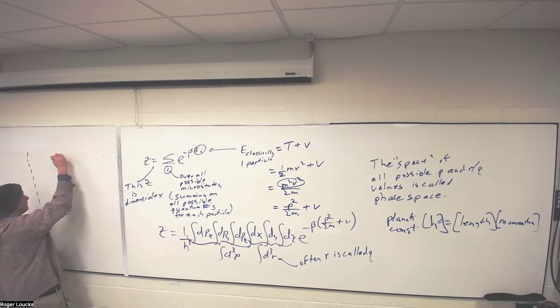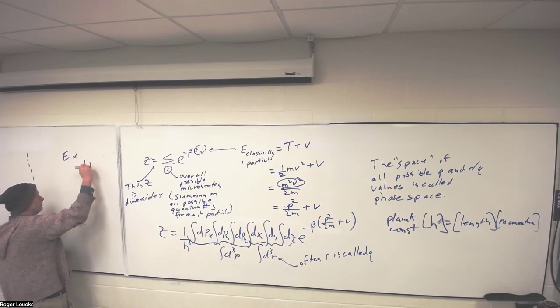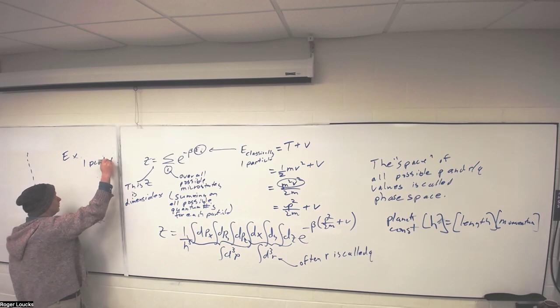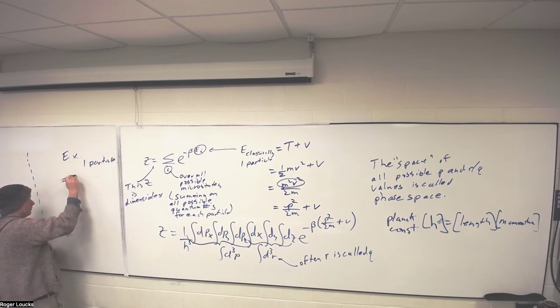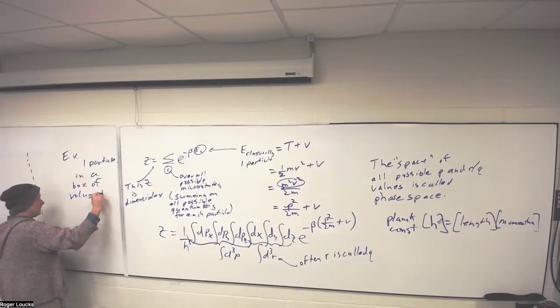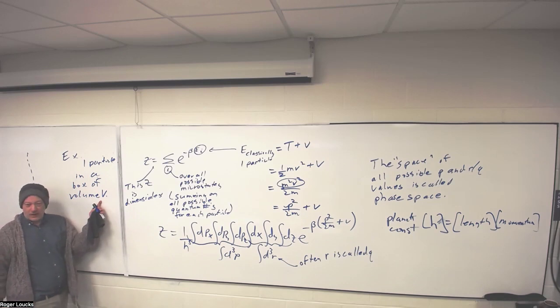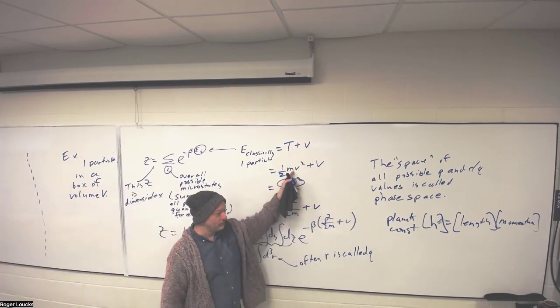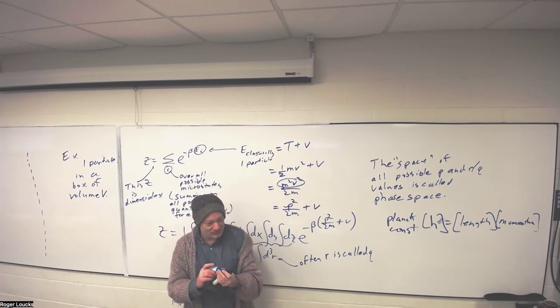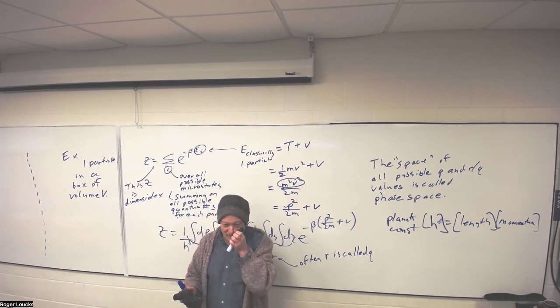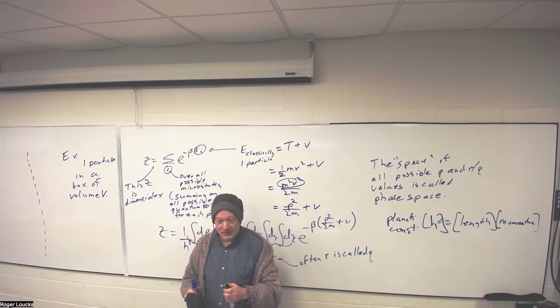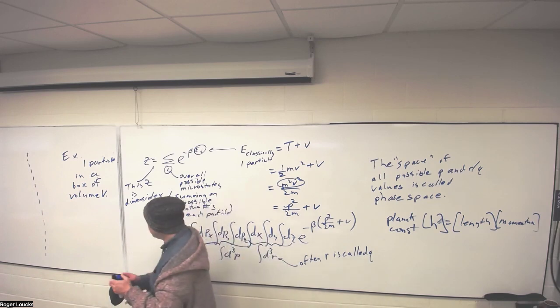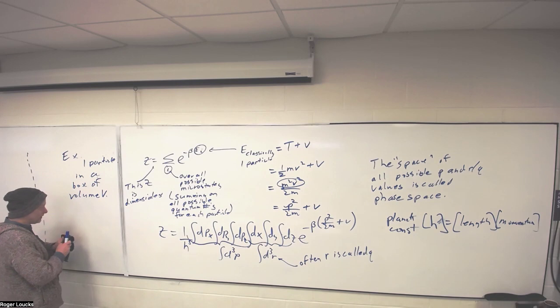So we're doing an example here for one particle in a box. This V is the volume of the box, okay? This V is the potential, and this little v here is velocity. Luckily for us, two of them are gone. Exactly. So what happens to our Z here?